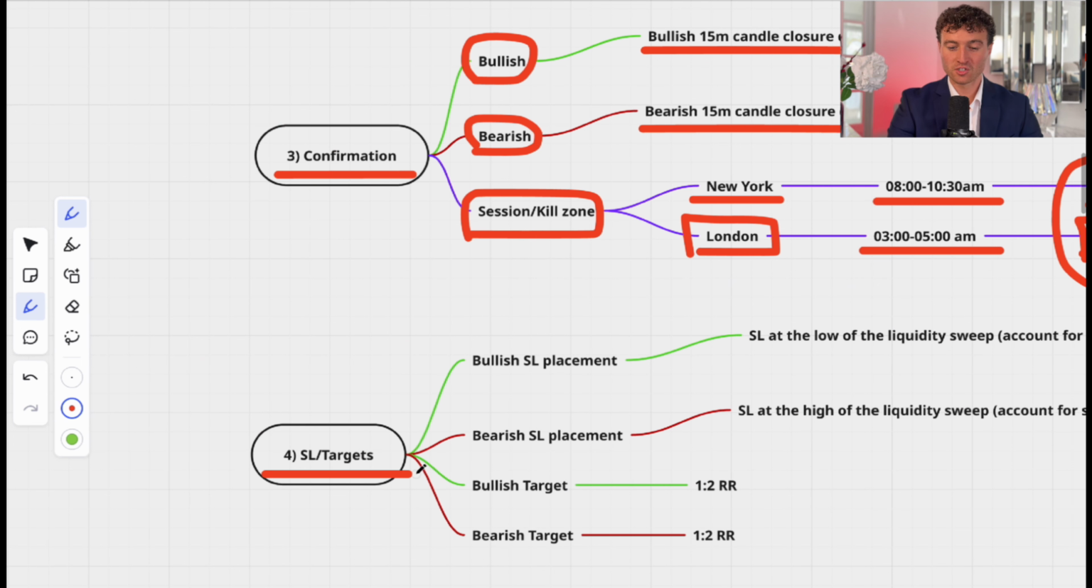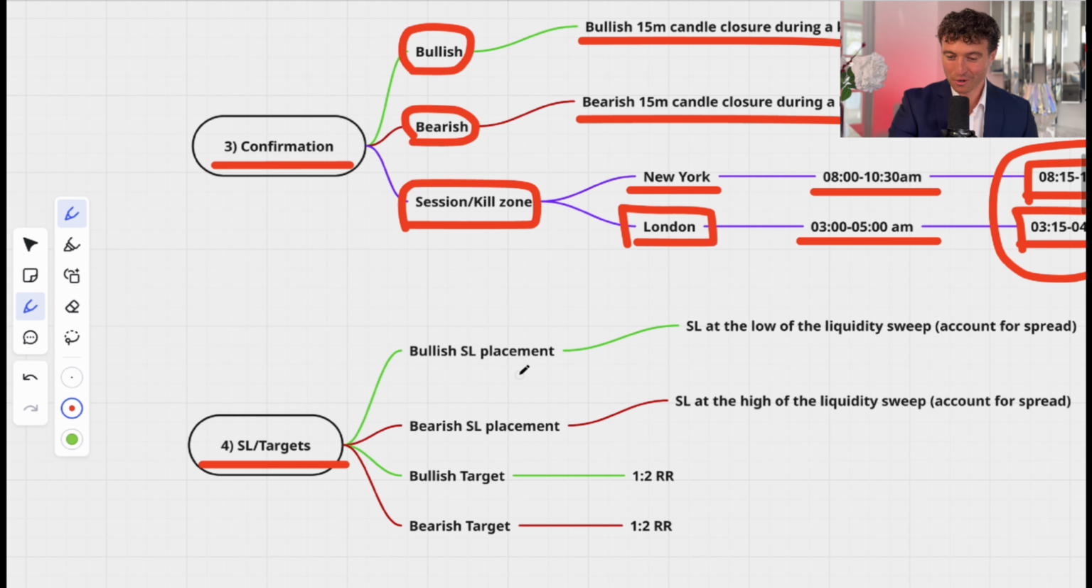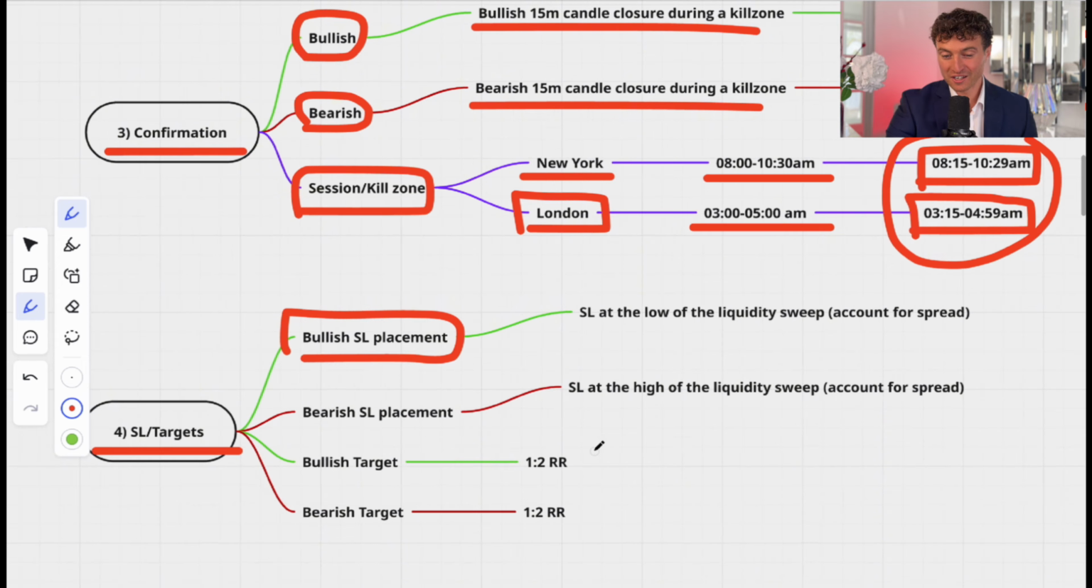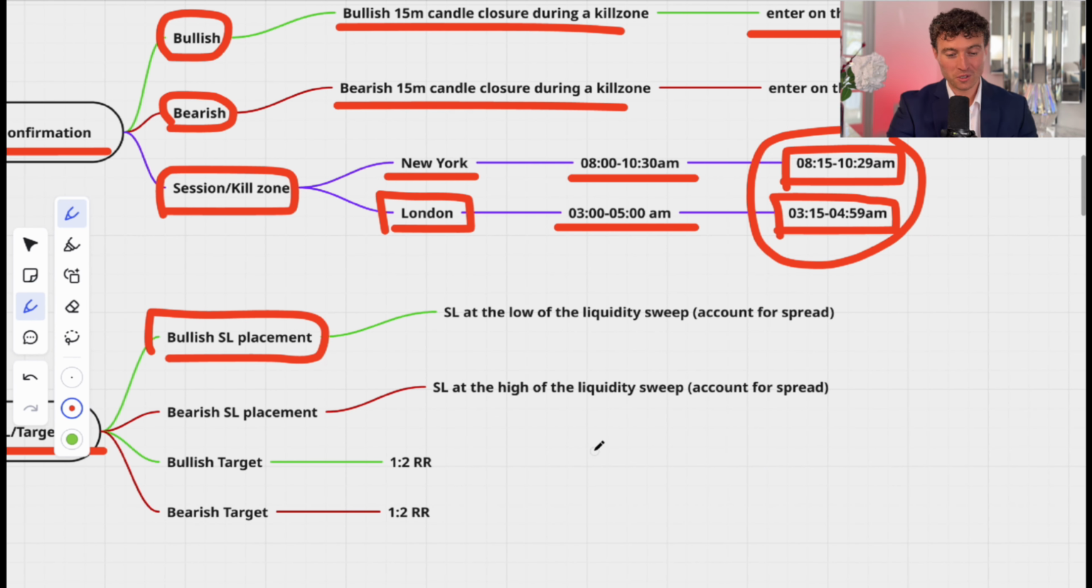Okay, step 4, stop loss and targets. Let's say that we have a bullish daily directional bias and we've seen our 15-minute bullish confirmation. Then where do we place our stop loss? And this is very, very important that you stay mechanical with your stop loss placement.